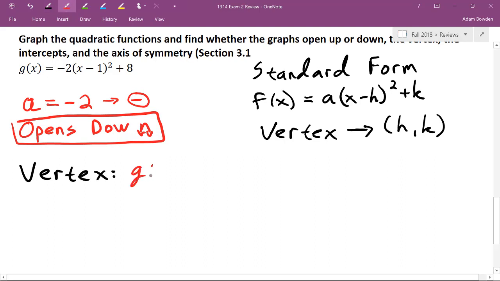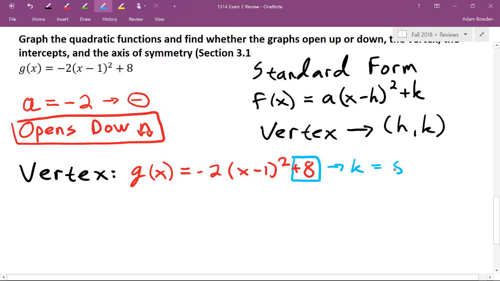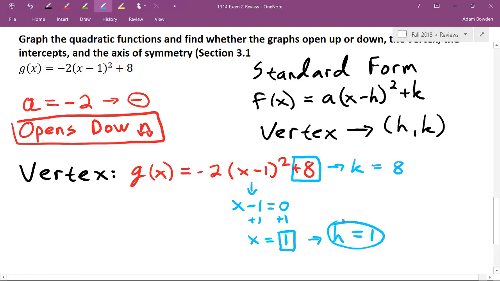From our function, we'll determine the h and the k. Well, the very first one is the k. k is the last number here, in this case 8, positive 8. Then take what's inside this parentheses here, set that to 0, then add this 1 over, and you have x is positive 1. The 1 tells you what the value of h is. And so here h is equal to positive 1. And so the vertex is the point (1, 8).